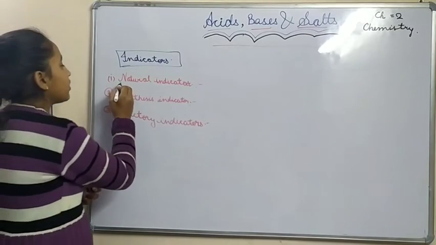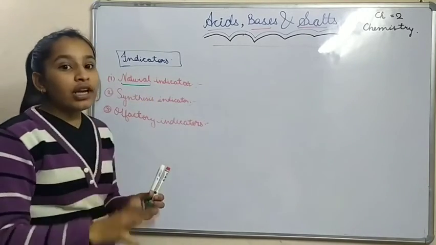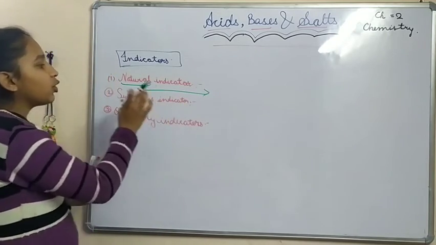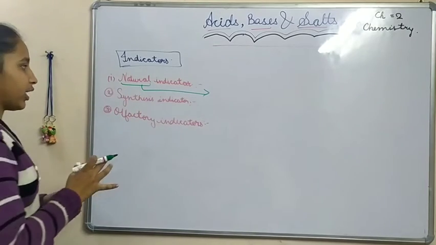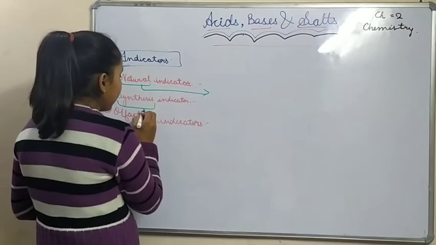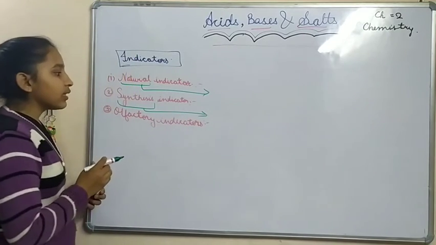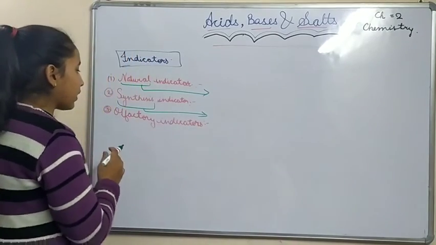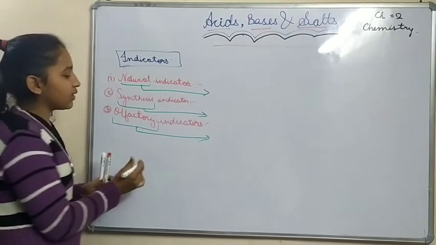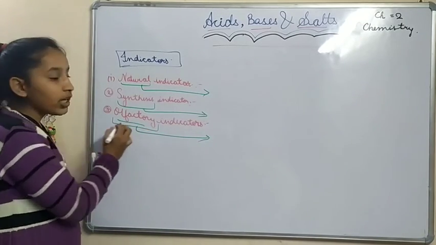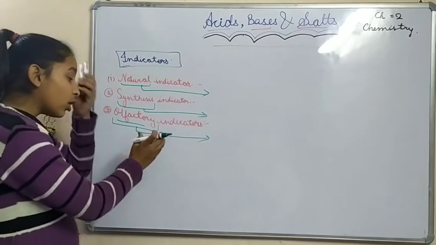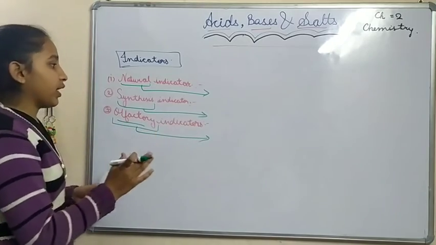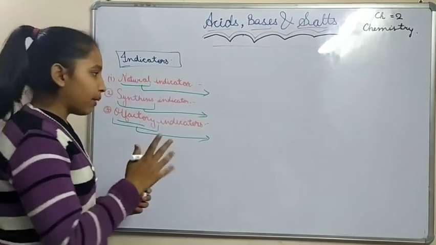Now, the first type is natural indicators. Natural is related to nature. Those things which are found in nature and used as indicators are called natural indicators. The second is synthetic indicators. Synthetic indicators are those things which are made up of chemicals. Olfactory indicators are those which show us smell. Those things which we can detect by smell are called olfactory indicators. Now we can take two examples of each.